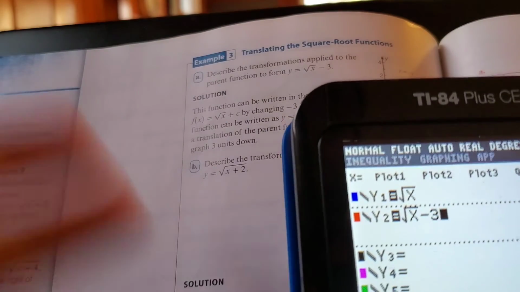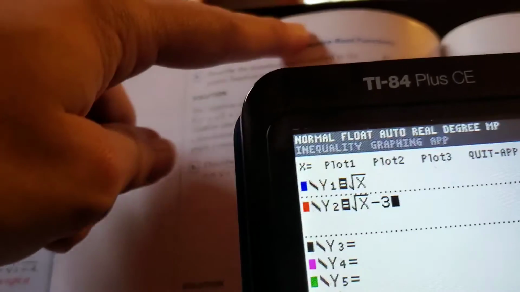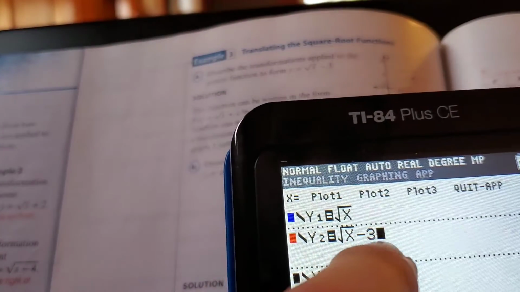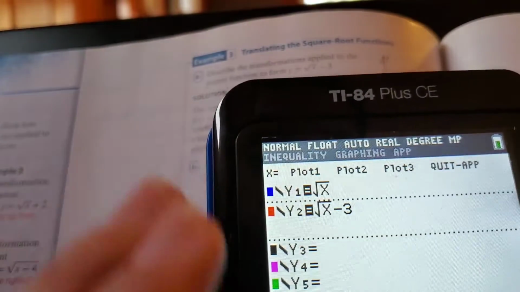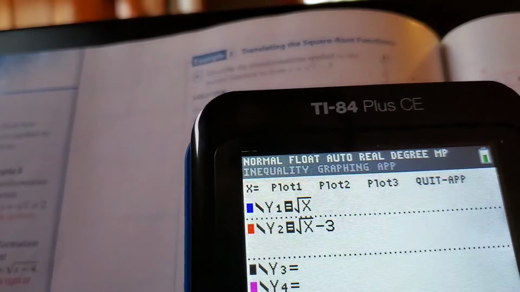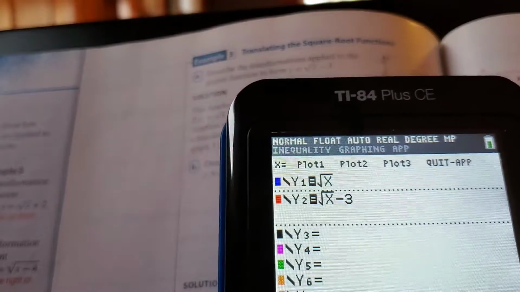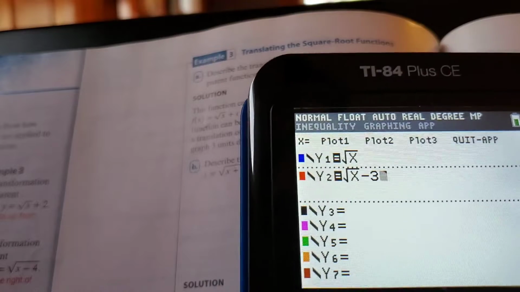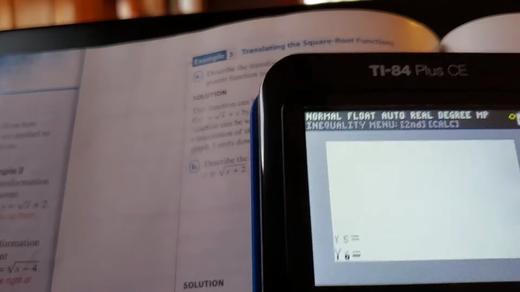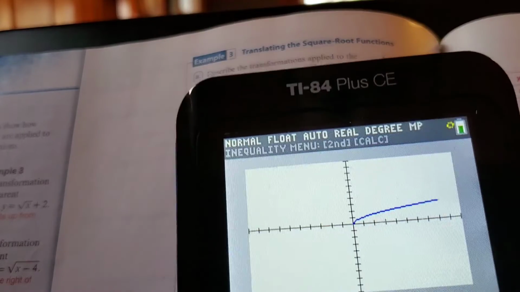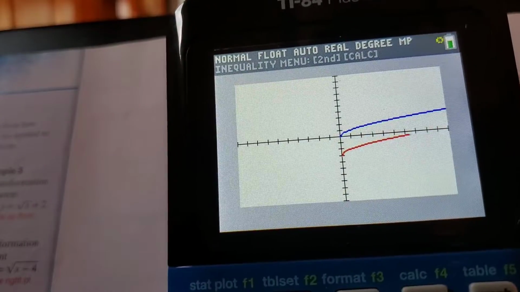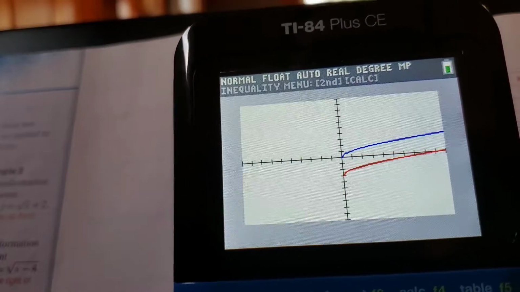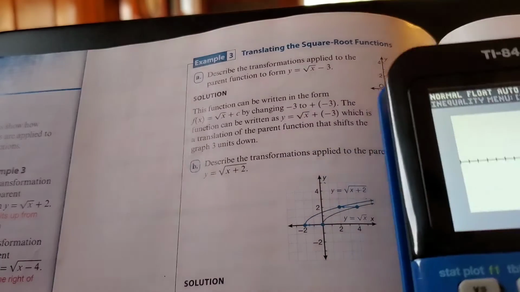Because we already saw, I know it's in the book, but I haven't seen yet. It's going to be 3 below. So it's going to start from negative 3. 0, negative 3. That's going to be my first point. 0, negative 3. Let's see. That's my parent function. And look at that. 0, negative 3. And it started from there. And that's the first one.